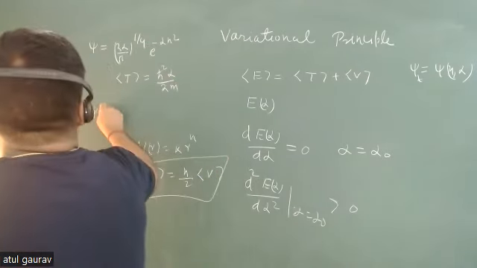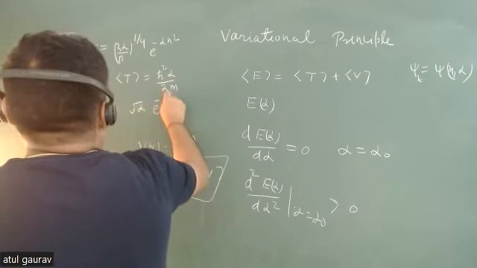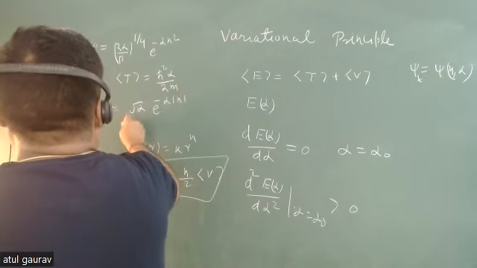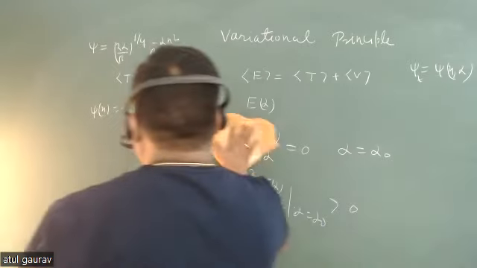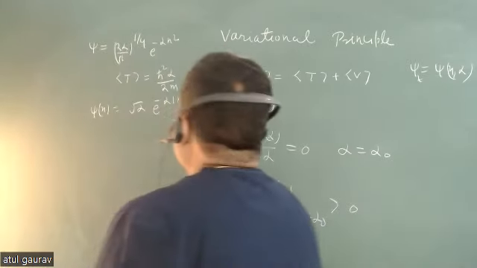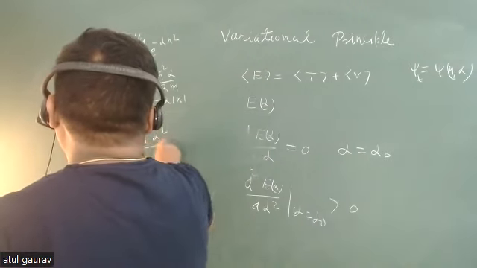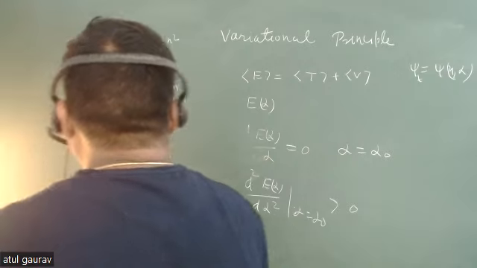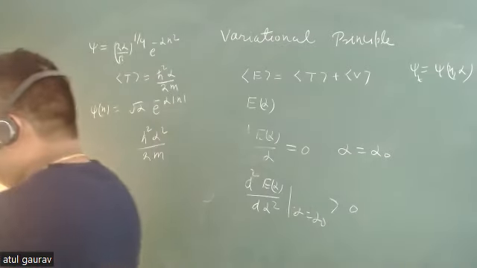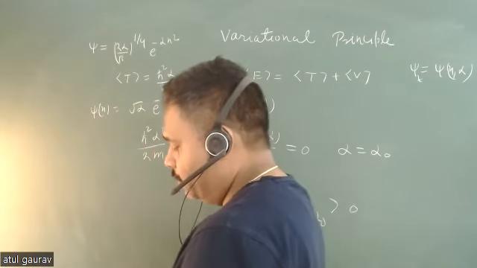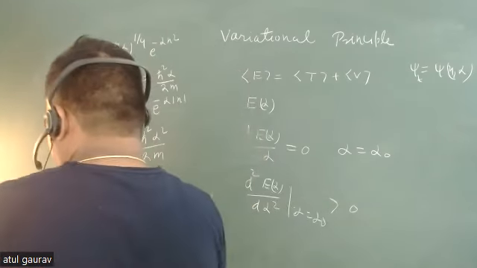Again, suppose your psi(x) is equal to root alpha e to the power minus alpha mod x. What is your kinetic energy? Same. ħ square alpha square by 2m. Just go to your copy at least. Yes, alpha square.